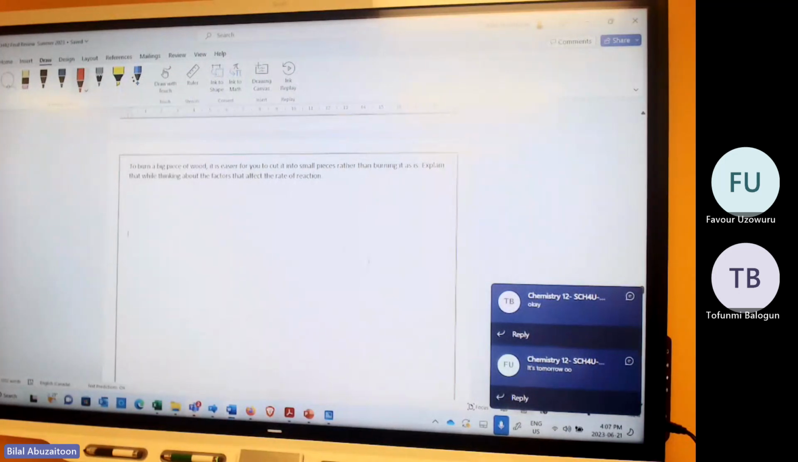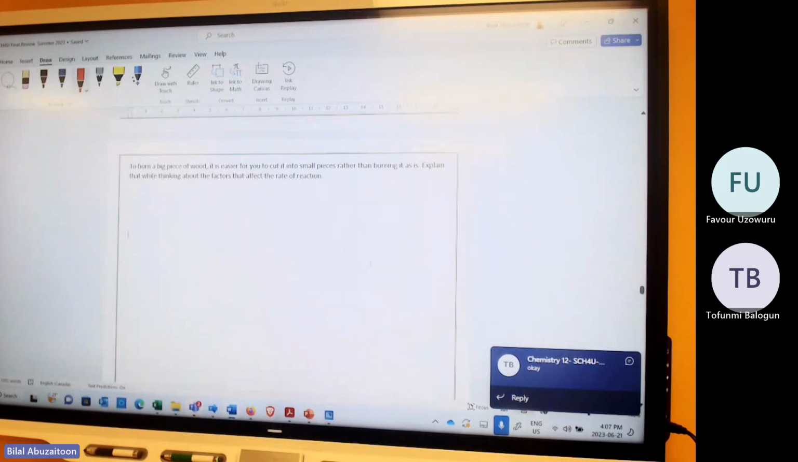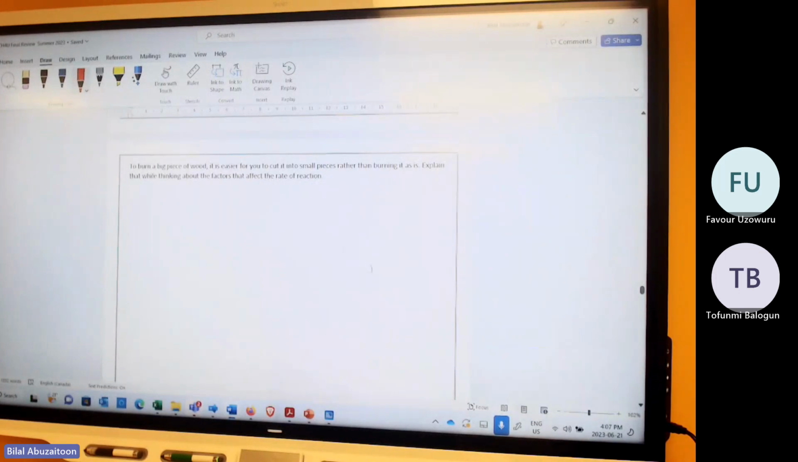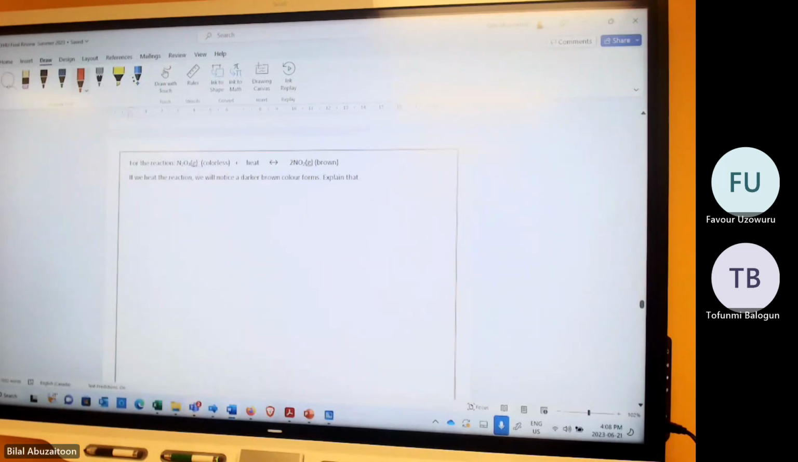Okay, which is easier to burn, a big piece of wood or is it easier to cut it in small pieces? Why? Surface area, one of the factors that affect the reaction. N2O4 is colorless, NO2 is brown. When we heat the reaction, increase temperature, adding heat to the reactant side, shifting to the left, sorry, to the right. So more brown color, right?